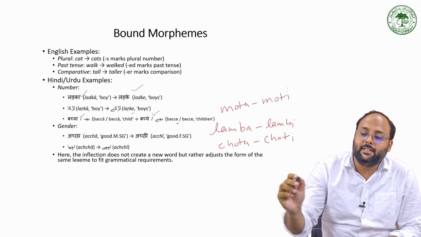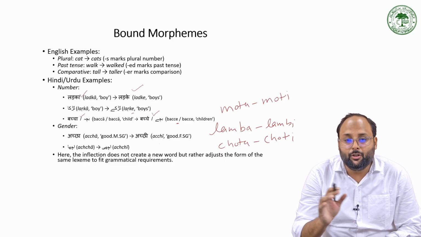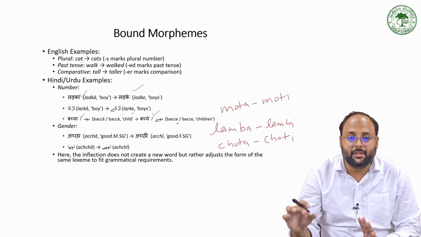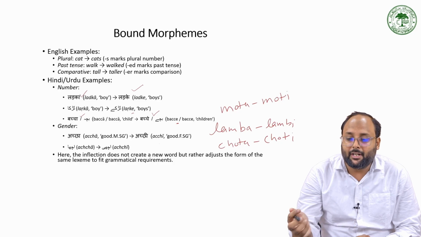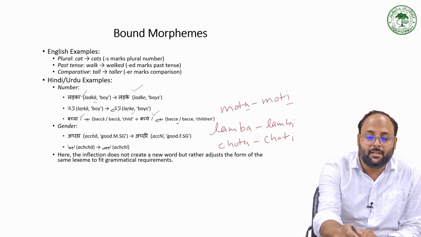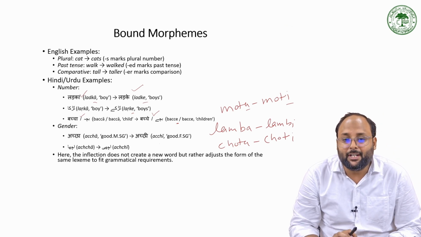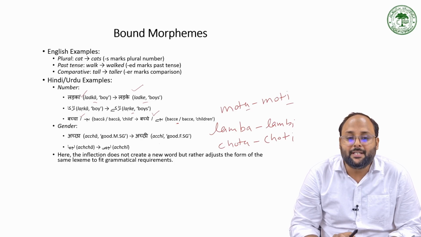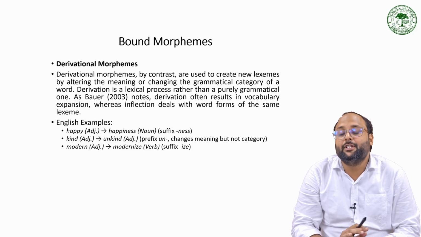So this change only comes under the gender distinction from masculine to feminine. Here we are not creating a new word, so that also comes under the inflectional marker. These are markers like a change in the e, or ladka a change into the a, are the inflectional markers in Hindi Urdu. So the inflectional does not create new words but rather adjusts the form of the same lexeme to fit the grammatical requirement. Now come to the derivational morphemes.